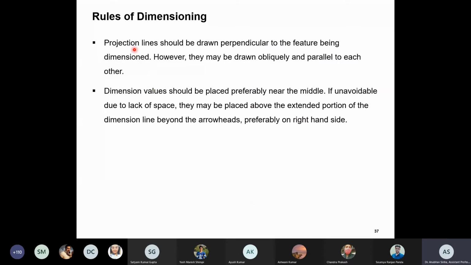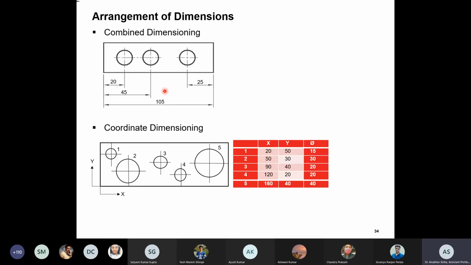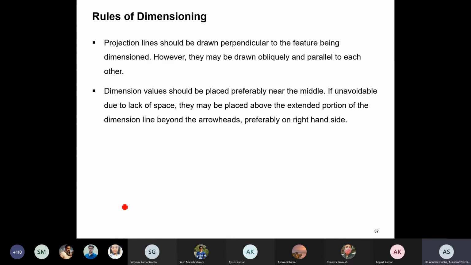Another thing is projection lines. The projection line should be perpendicular to the feature being dimensioned. Let me go to an example. For example here, this is the projection line. When I take a projection, I say from here to here, it is 20 millimeter. So I cannot take this line at an angle. Any question? Okay, so I cannot draw it like this. It has to be perpendicular to the feature I'm talking about. That is the projection line.